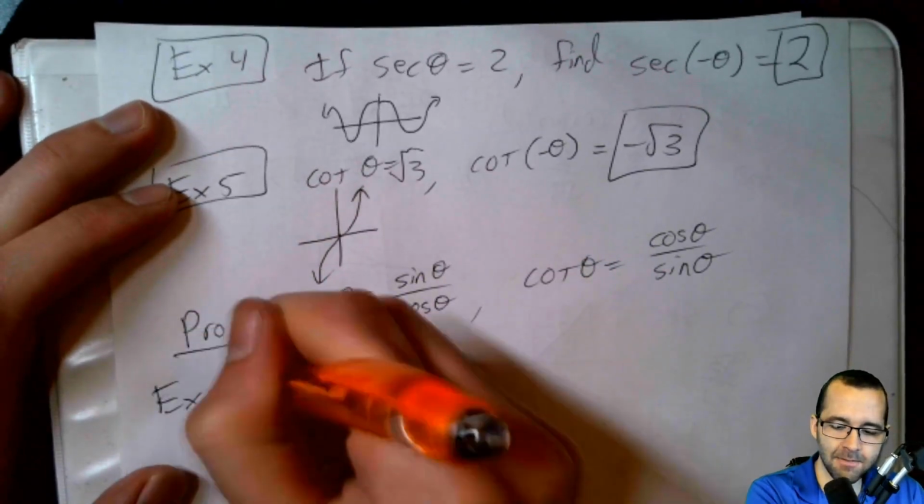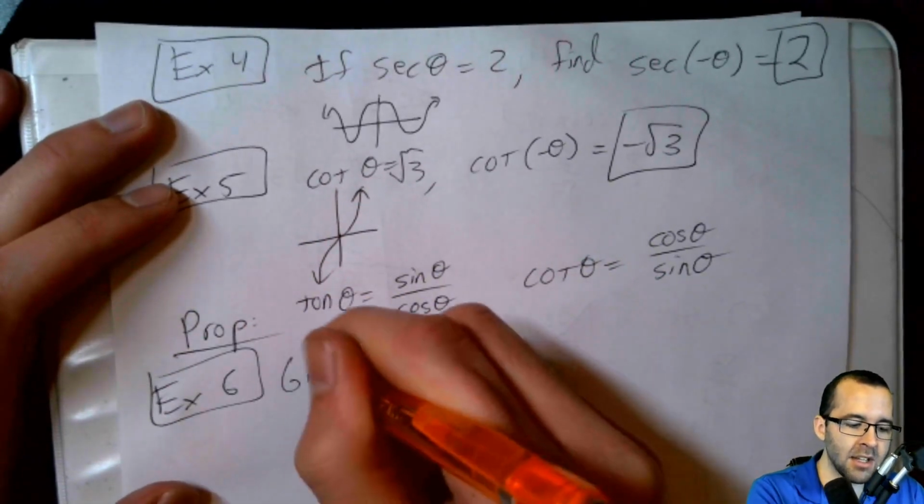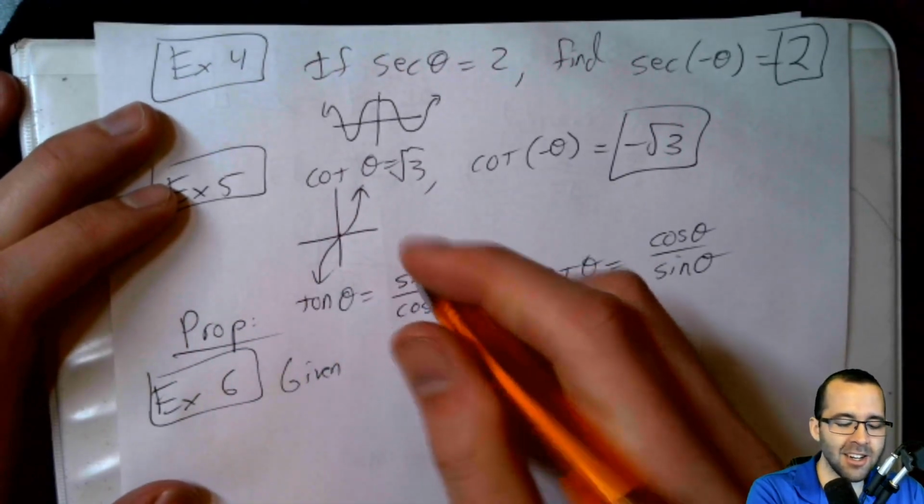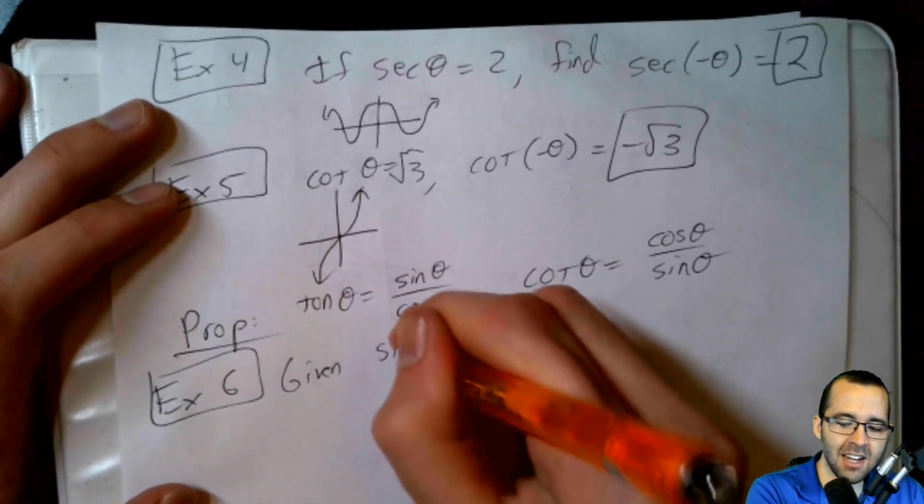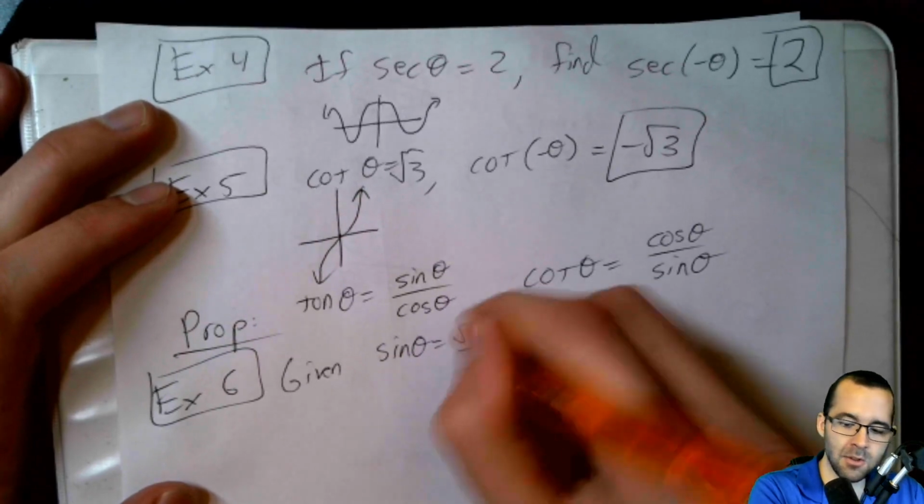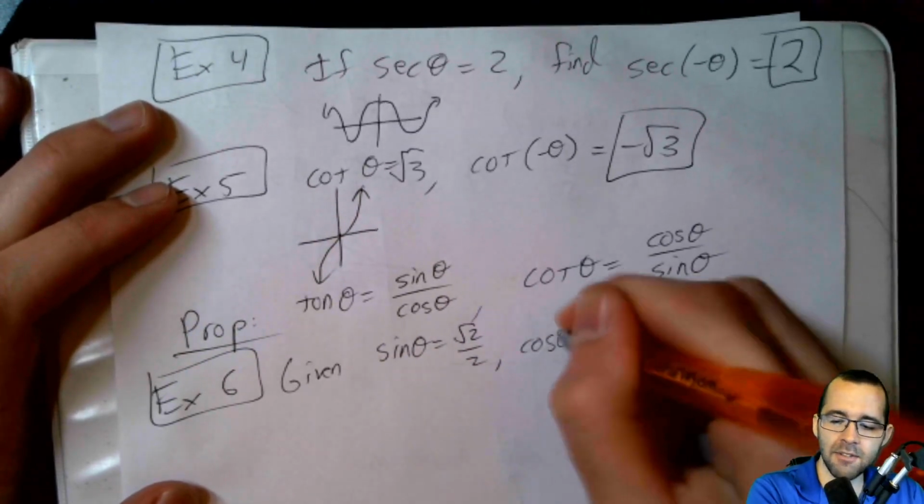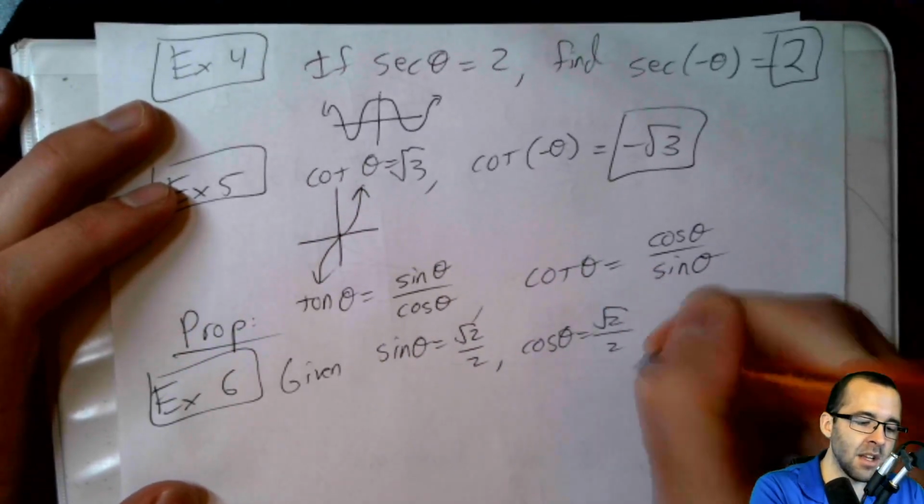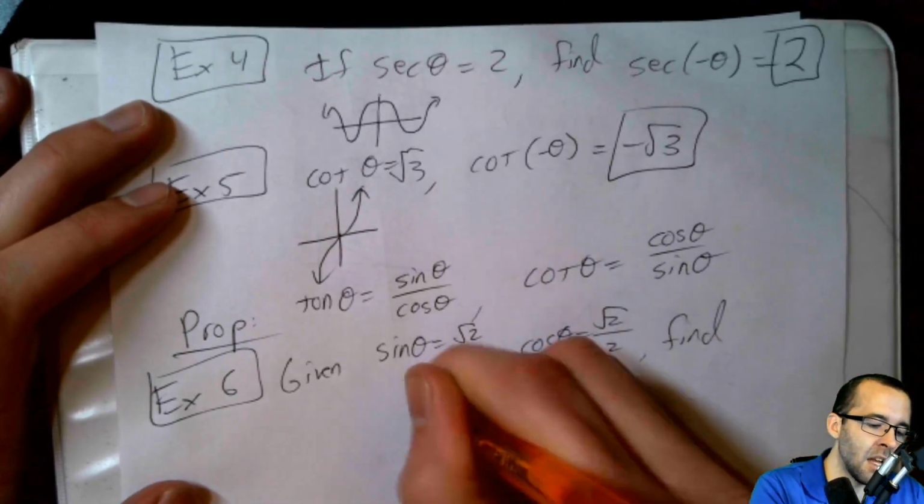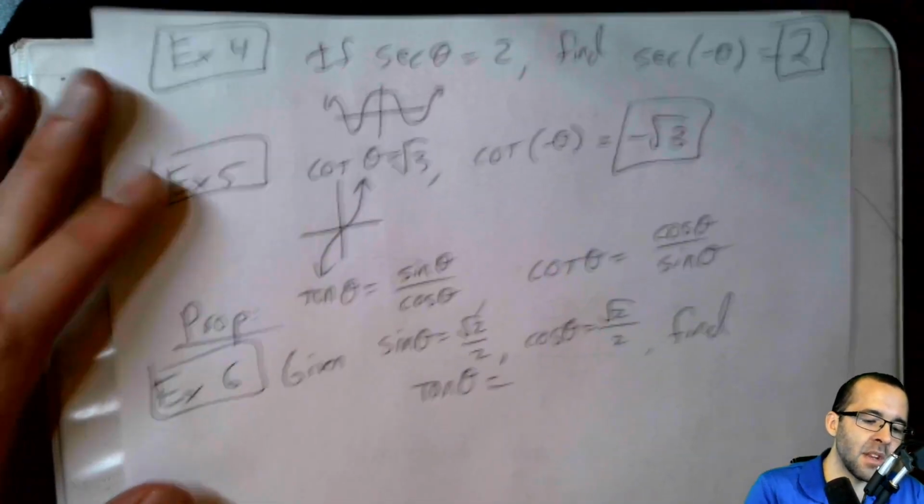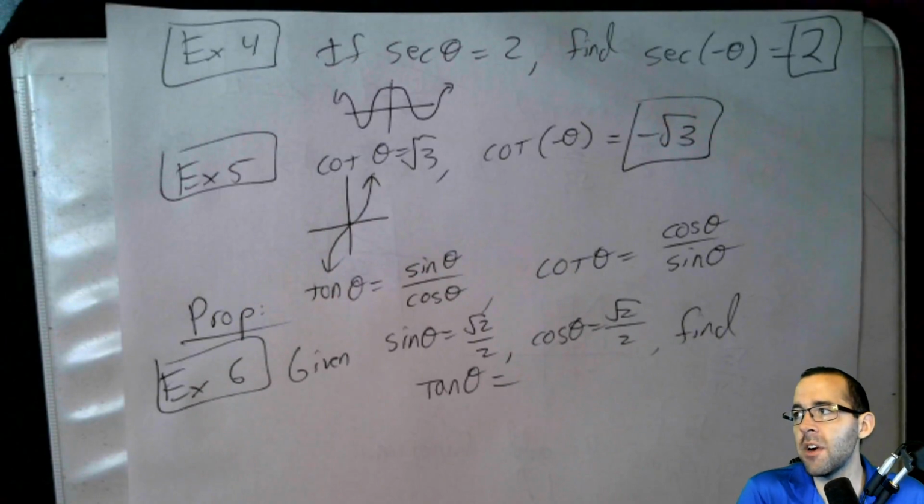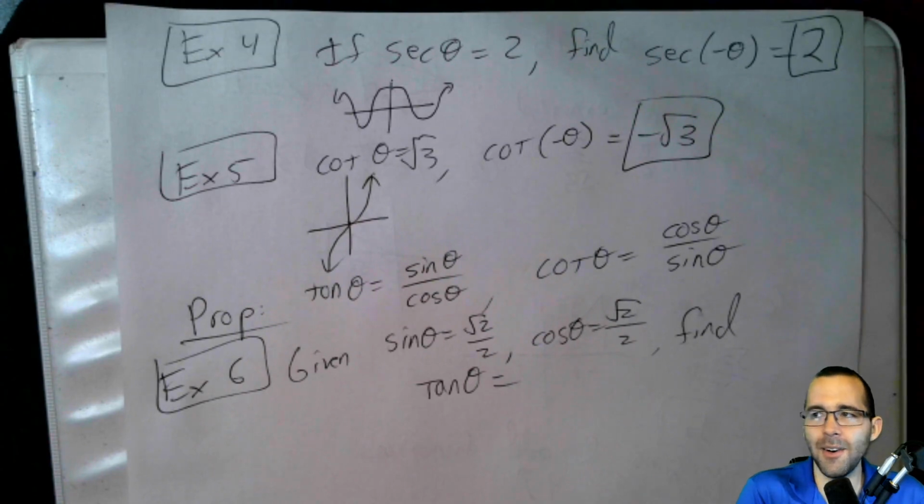So example 7. Given that sine of theta equals root 2 over 2 and cosine of theta equals root 2 over 2, find tangent of theta. And there's 2 ways of doing this. There's an easy way and there's a hard way. And honestly, I'm not sure which way is which.